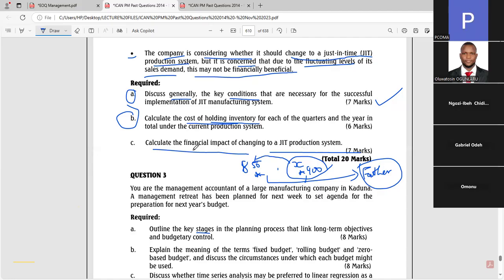Now, bring this illustration to this part. Calculate the financial impact of changing to just-in-time system. Before we determine the financial impact of changing to just-in-time, we need to know what is the thing that we are currently operating on now. What is the financial impact of what we are operating on now?